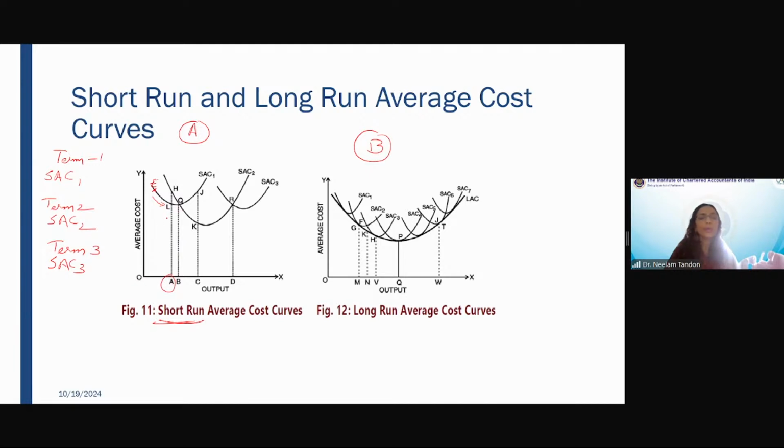If you go for OA, that means you are here. And then when you go for this point Q, Q is the minimum point. So at point Q of SAC 1, how much output can you produce? You can produce output equal to OB. So the output produced is OB.